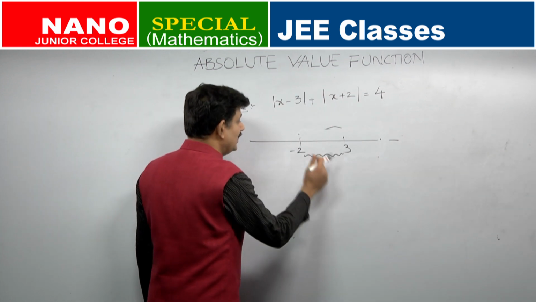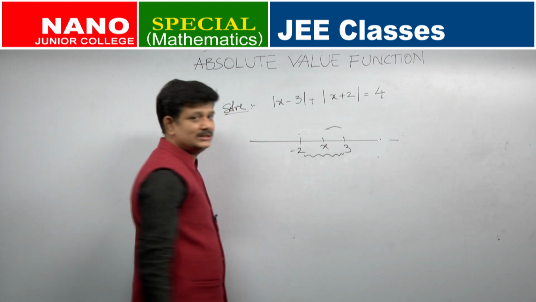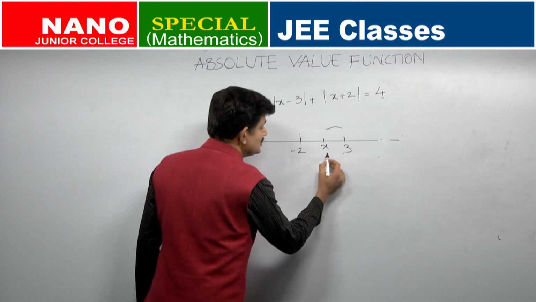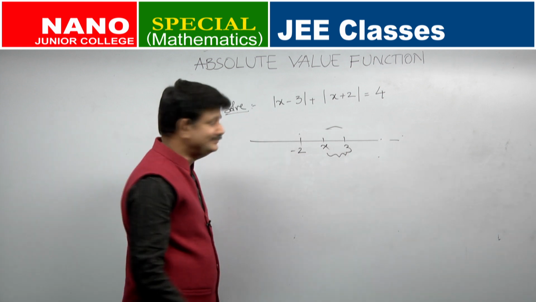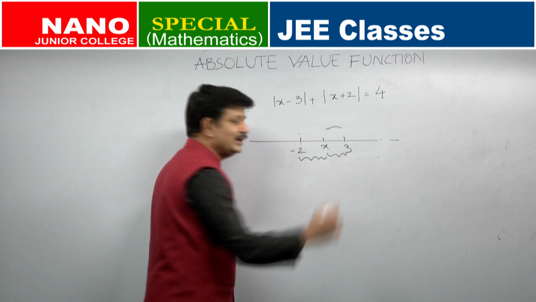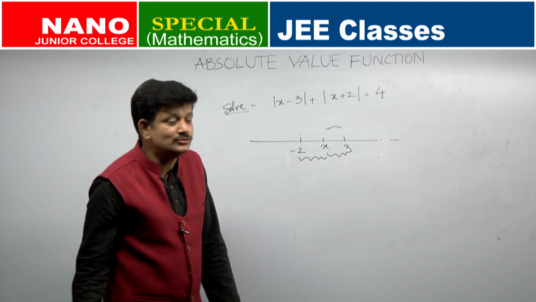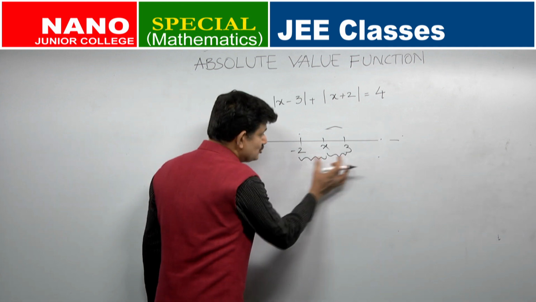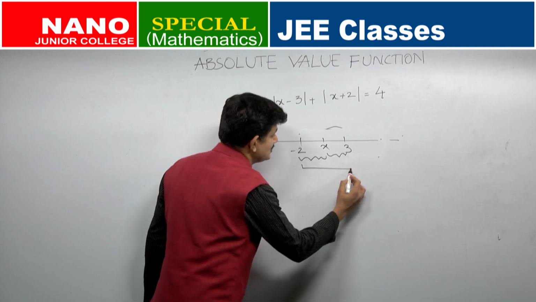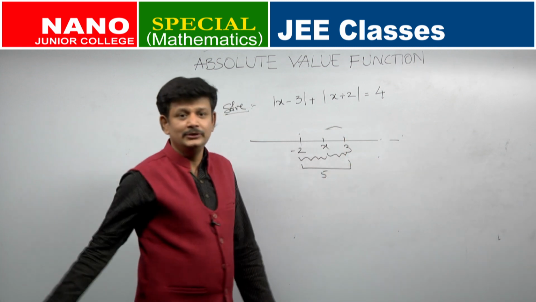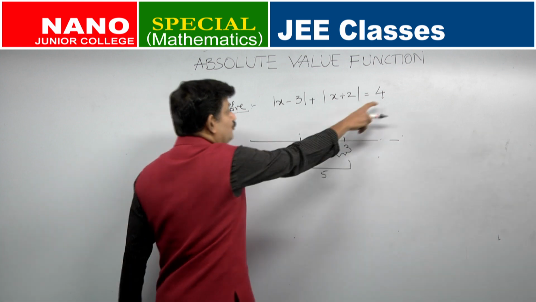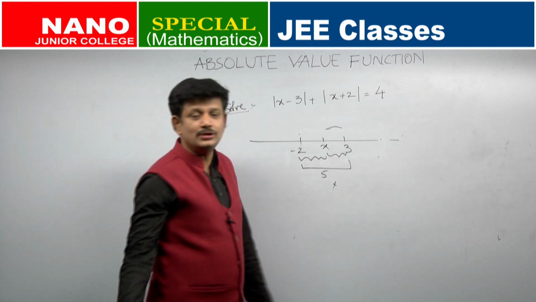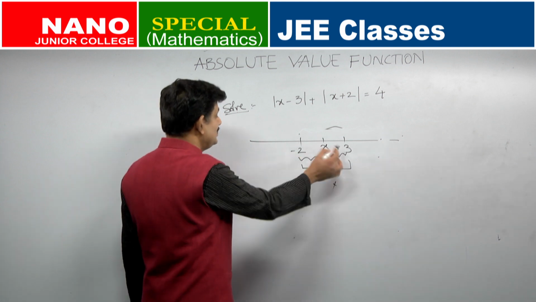Let me try my luck in between minus 2 and 3. What I want is the distance of x from 3 plus the distance of x from minus 2. Sum of these two distances I want to be 4. But the sum of these two distances, what you can see, is this distance. How much is it? 5. But what you want it to be? 4. So, is it possible that 4 is equal to 5? No. So, again you do not have any solution between minus 2 and 3.